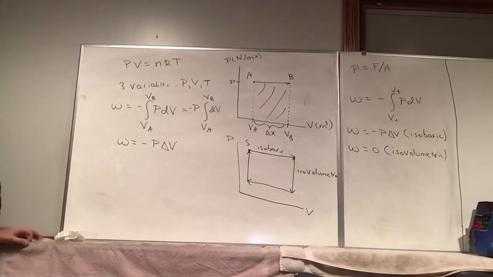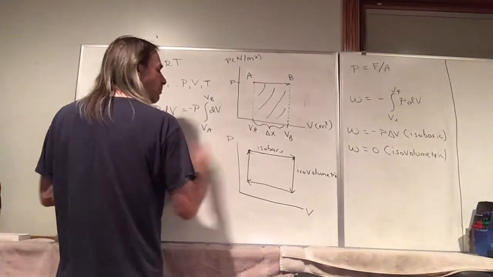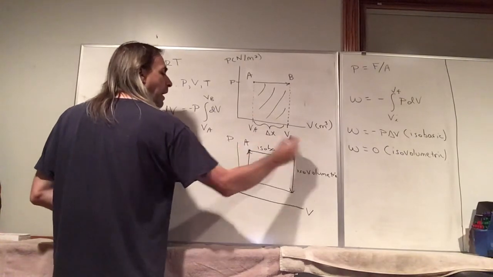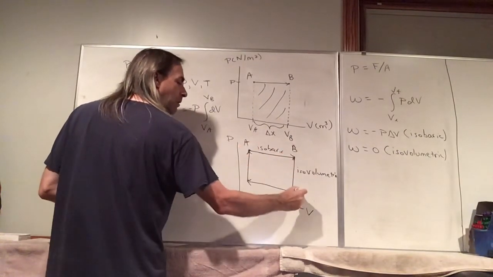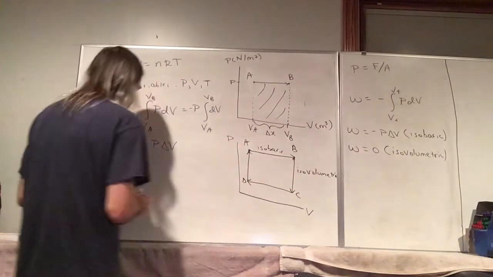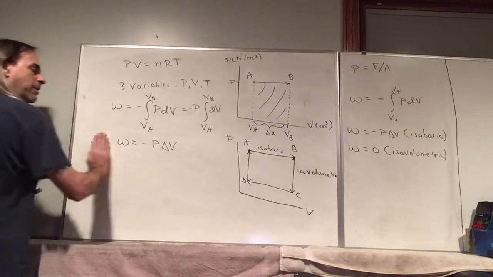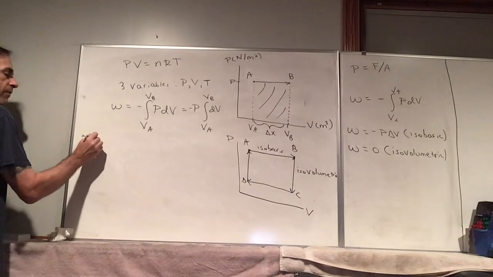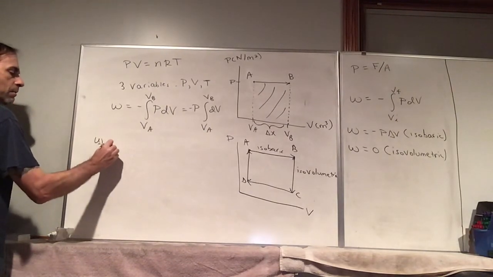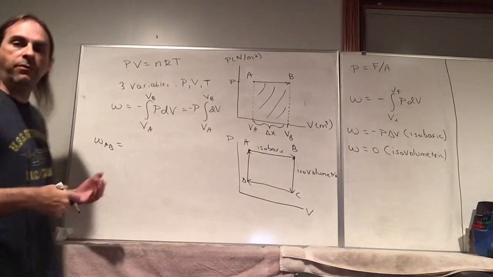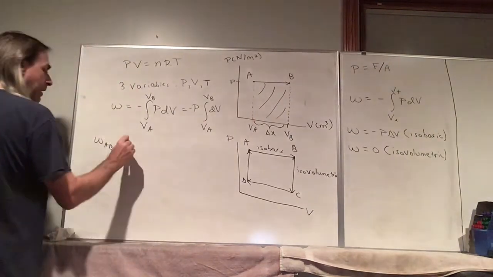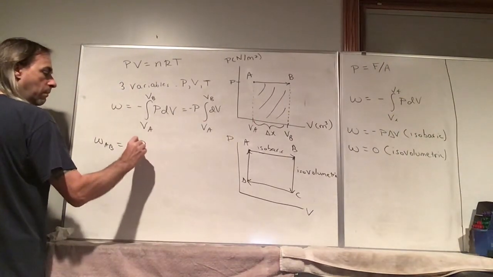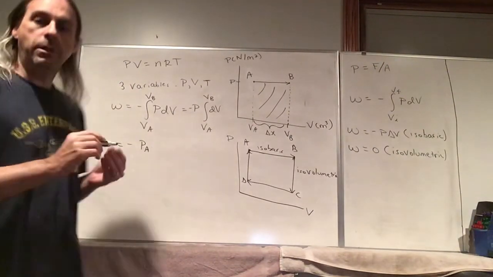So let's label these differently. Let's say A, B, C, and D. And let's look at the work as we go through this cycle. So first off, work from A to B. We're going from left to right. That would make it negative. Sorry, one second.